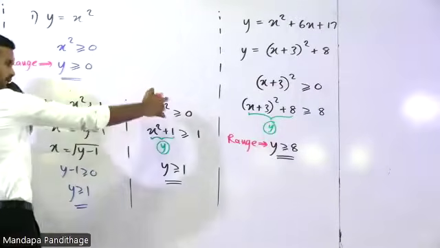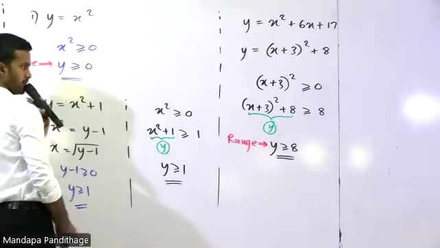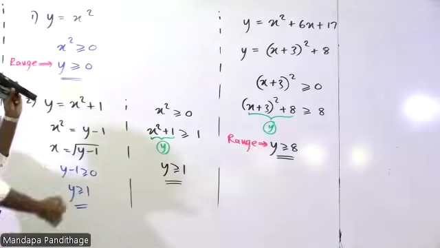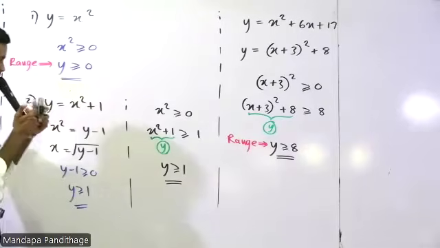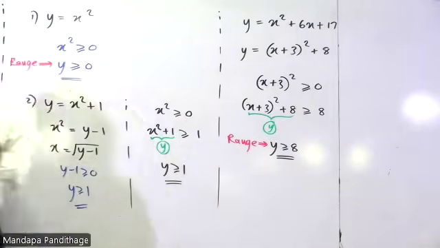X squared is greater than 0. So x squared plus 1 is greater than 1. Okay, write in this way. Put a red star mark and write in a normal pen.